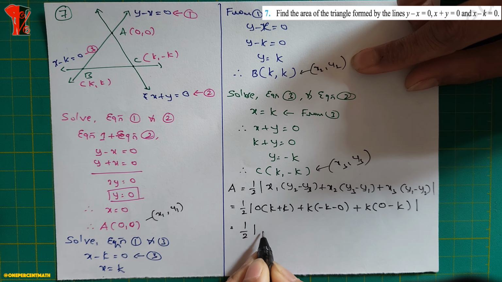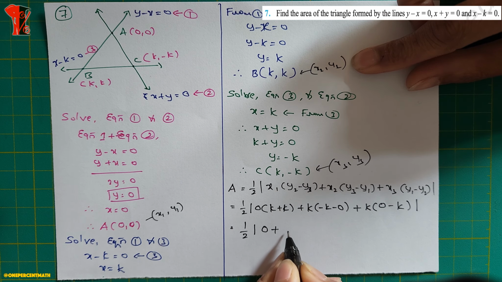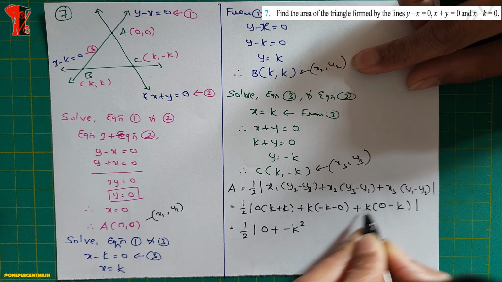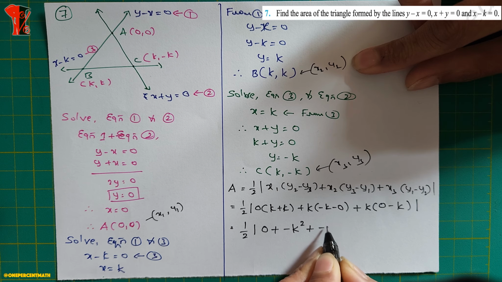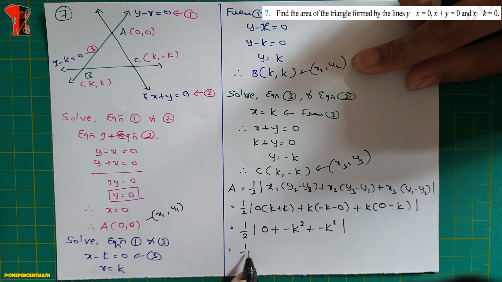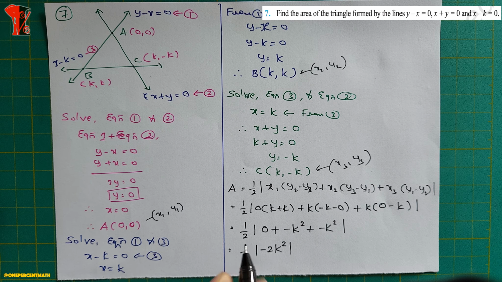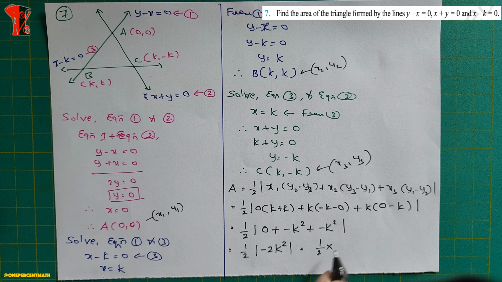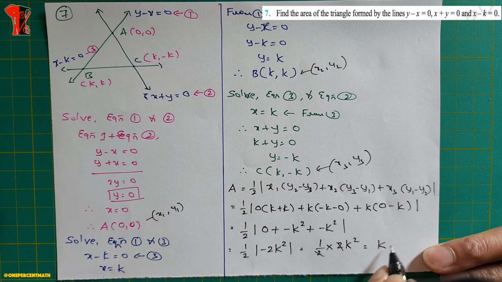So continue with this. Half into 0 into anything is 0, right? So we'll put 0, plus now you see k into minus k will be minus k square. Again over here, k into 0 minus k is k into minus k, so this also will be minus k square. So half as it is in modulus, minus k square plus minus k square will give you minus 2k square in the bracket. As you all know, modulus means we can remove the negative sign, which gives you 1 by 2 into 2k square. Cancel 2 and 2, the answer will be k square.